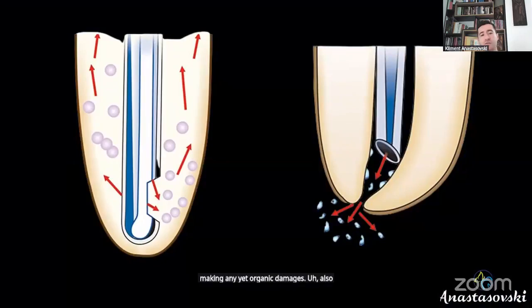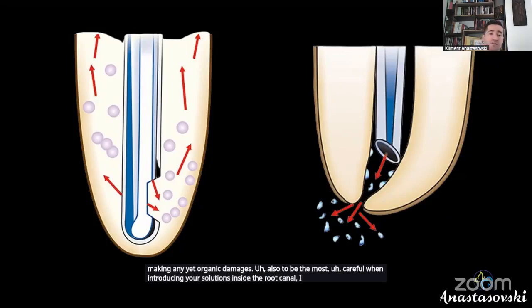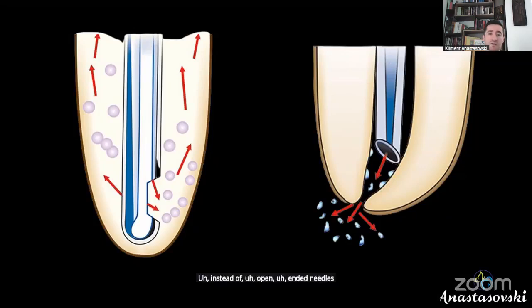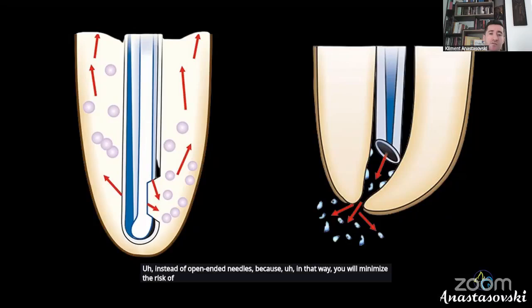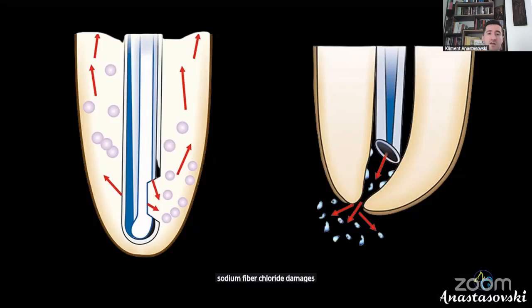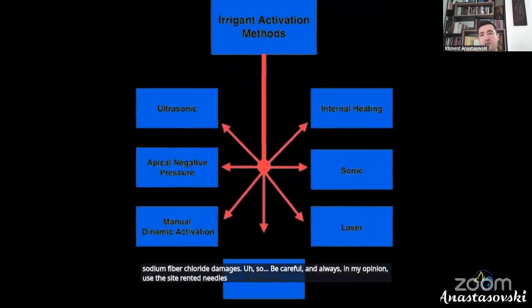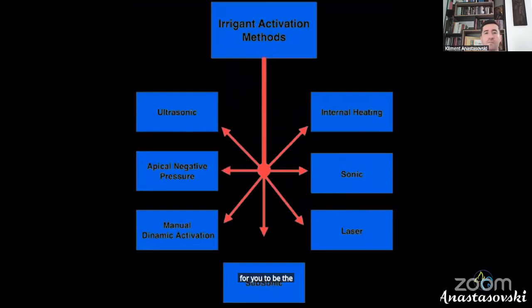Also, to be the most careful when introducing your solutions inside the root canal, I advise you to use side-vented needles instead of open-ended needles, because in that way you will minimize the risk of extruding solutions such as sodium hypochlorite outside the root canal system, and by that causing sodium hypochlorite damages. So be careful and always, in my opinion, use the side-vented needles.